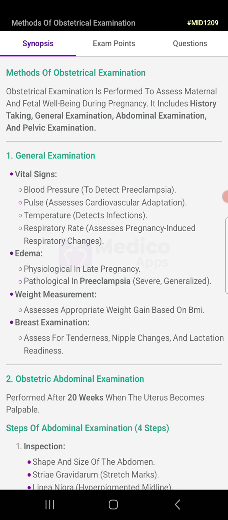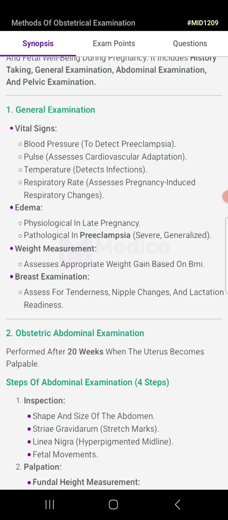General examination: vitals. Blood pressure to detect the preeclampsia, pulse to assess the cardiovascular adaptation, temperature detects the infection, respiratory rate to assess the pregnancy-induced respiratory changes. Edema: physiological in the late pregnancy, pathological in the preeclampsia, severe and the generalized. Weight measurement to assess the appropriate weight gain based on the BMI. Breast examination to assess for the tenderness, nipple changes and the lactation readiness.